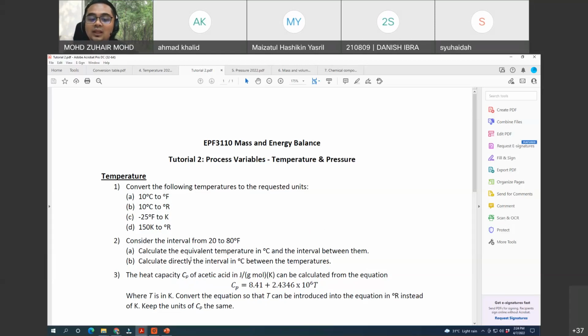Or the second way is to calculate directly the interval in degrees C between the temperatures. So the second thing is to do the temperature difference and then convert to degrees Celsius. So, two ways. This is just to give you more understanding of the difference between temperature and temperature difference. Sometimes we tend to get confused between the temperature degree and the temperature difference. So this is a very good exercise or practice to show the difference between these two.